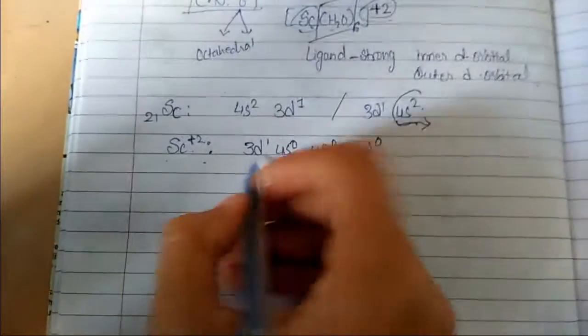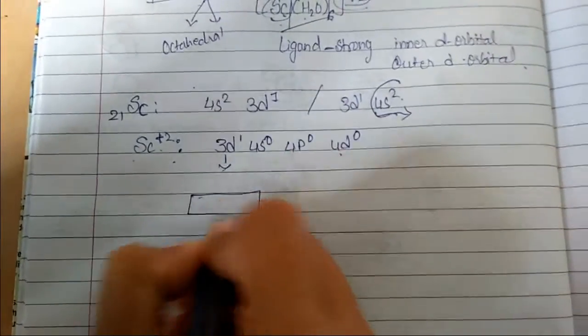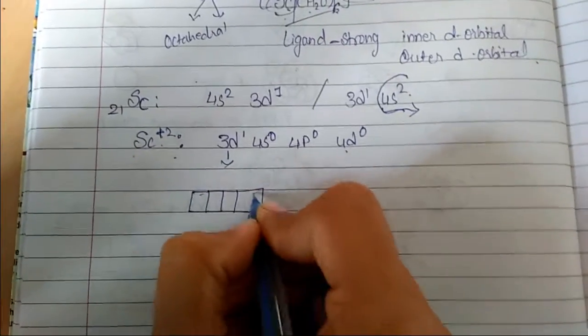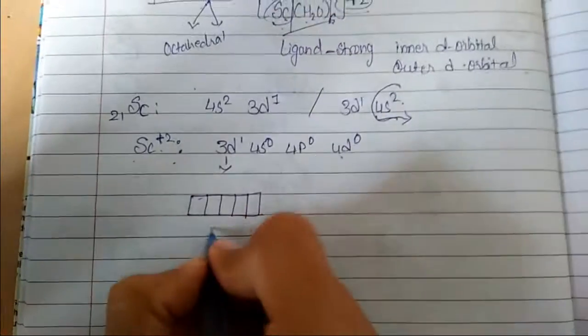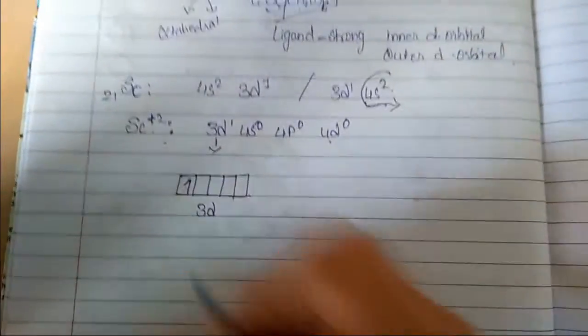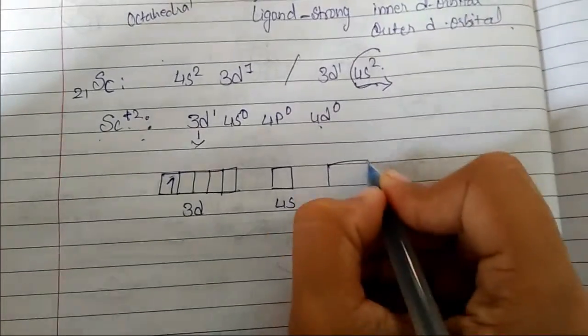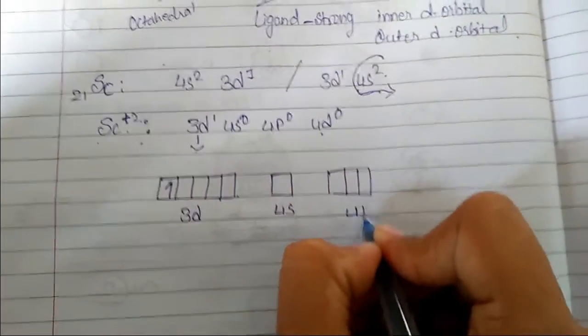Now let us draw the structure. d is having 1 electron, and we know that d is having 5 sub-orbitals. So this is my 3d, and I am having 1 electron over here. So I am keeping here 1 electron. This is my 4s and this is 4p.